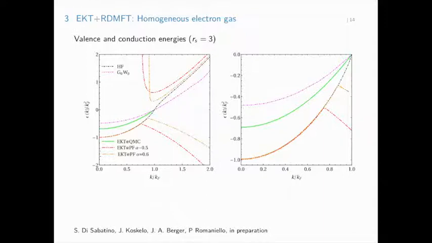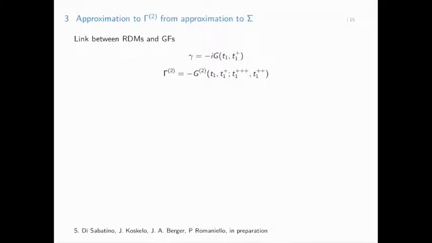And one would say that intuitively, what is missing is a sort of screening. So this motivated us to introduce the screening in the formulation. In the following, I will show you how to do this. Basically, we exploit the link between reduced density matrices and Green's functions to export the commonly used approximations to the self-energy to approximations for gamma 2.